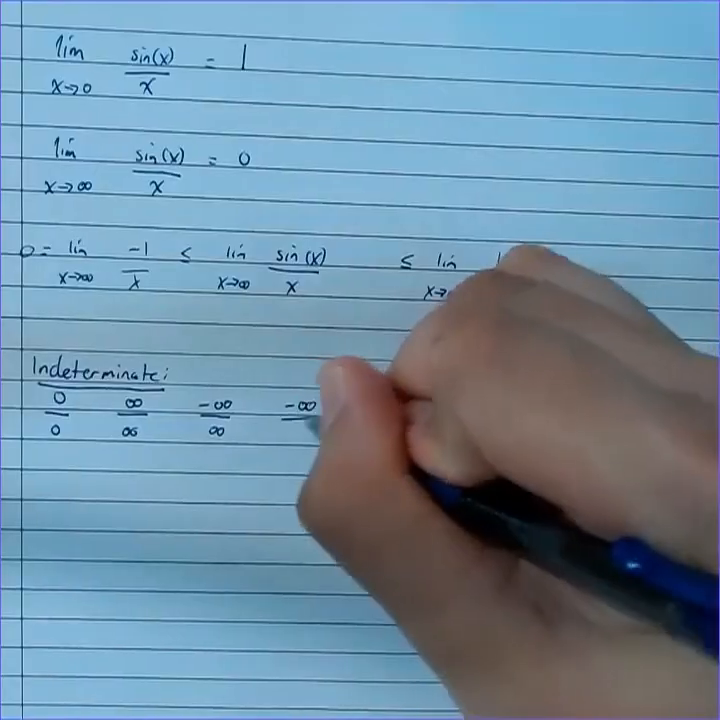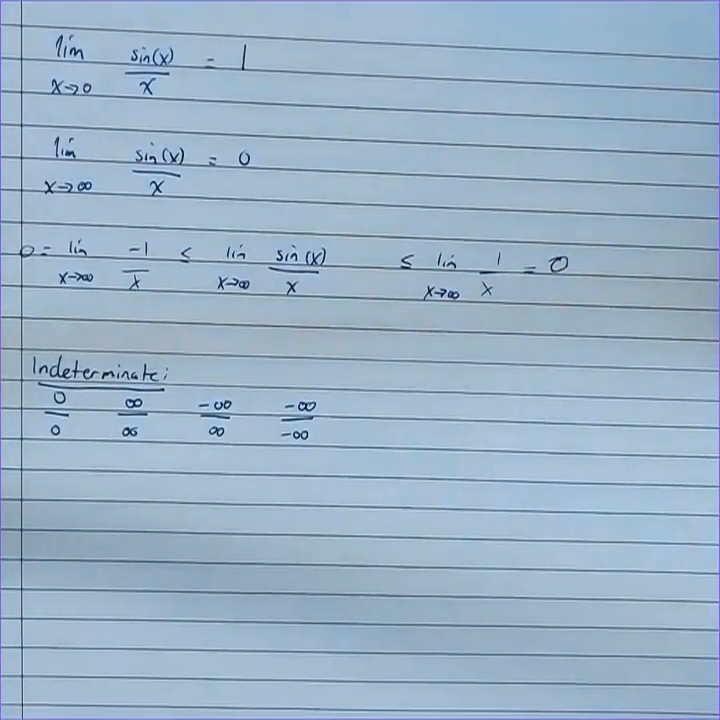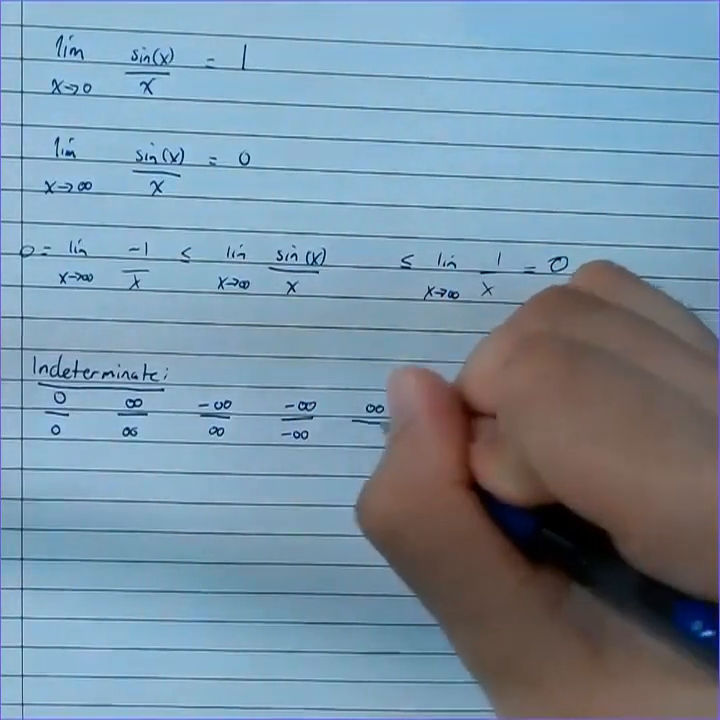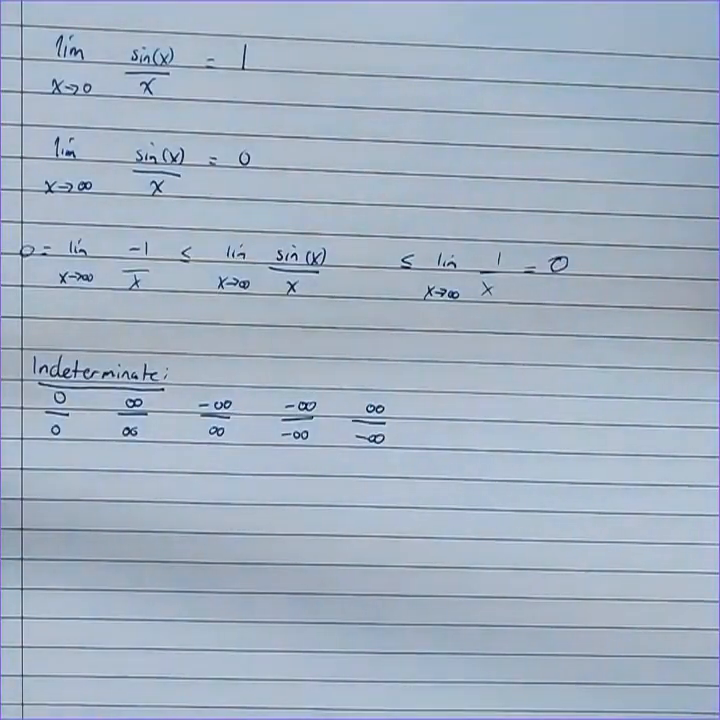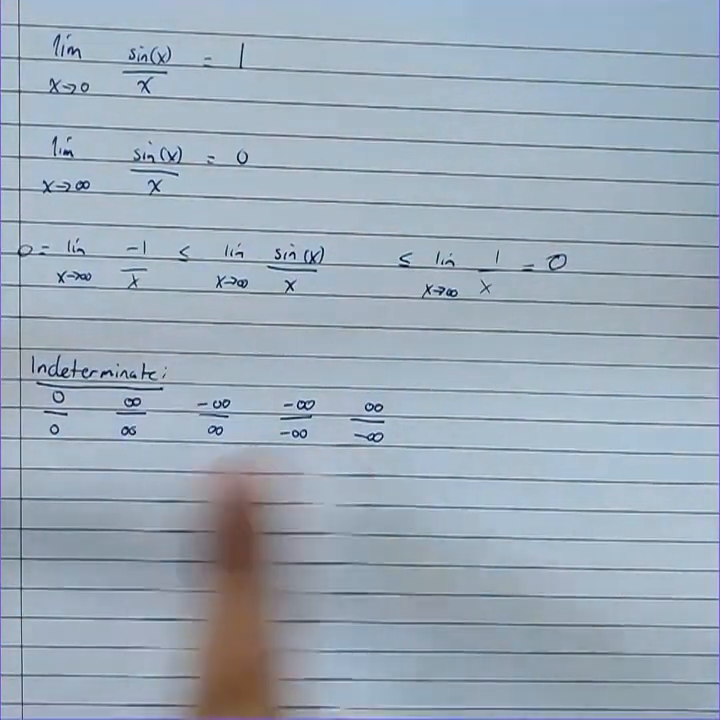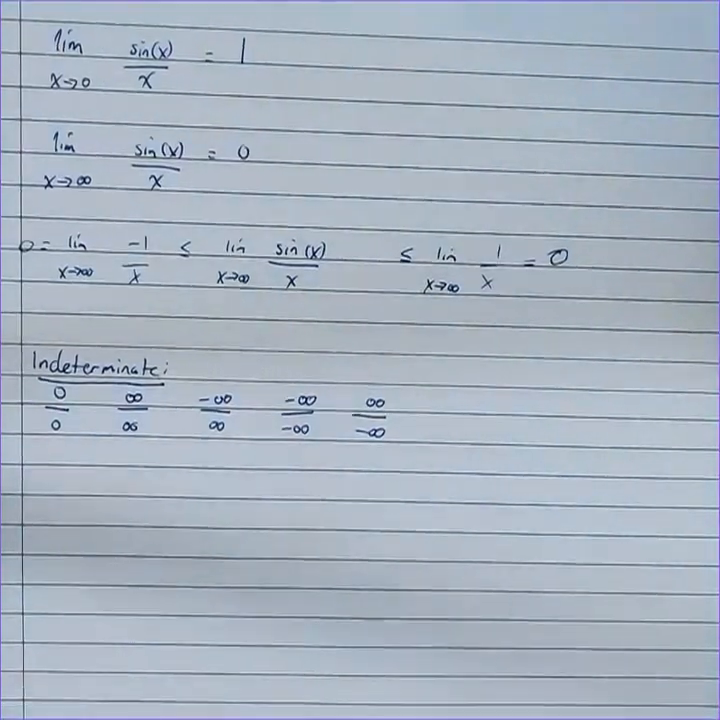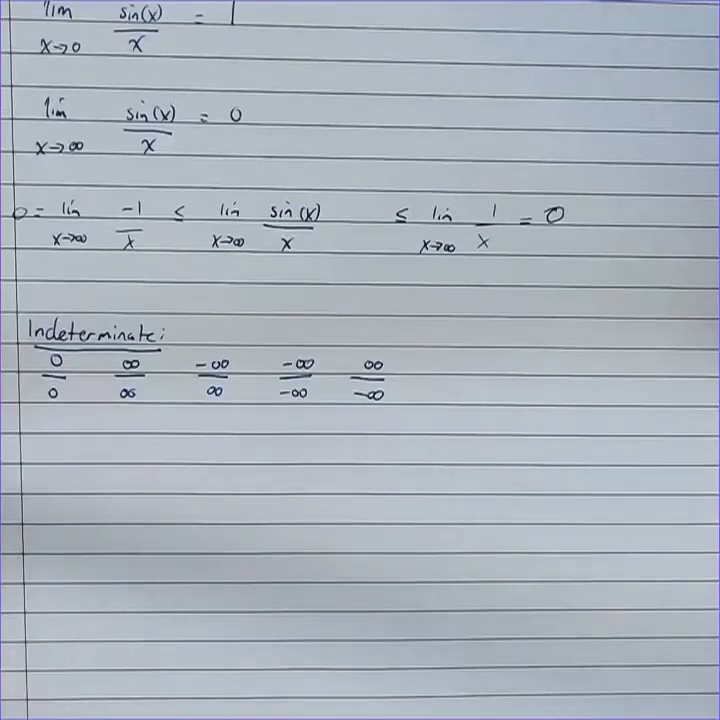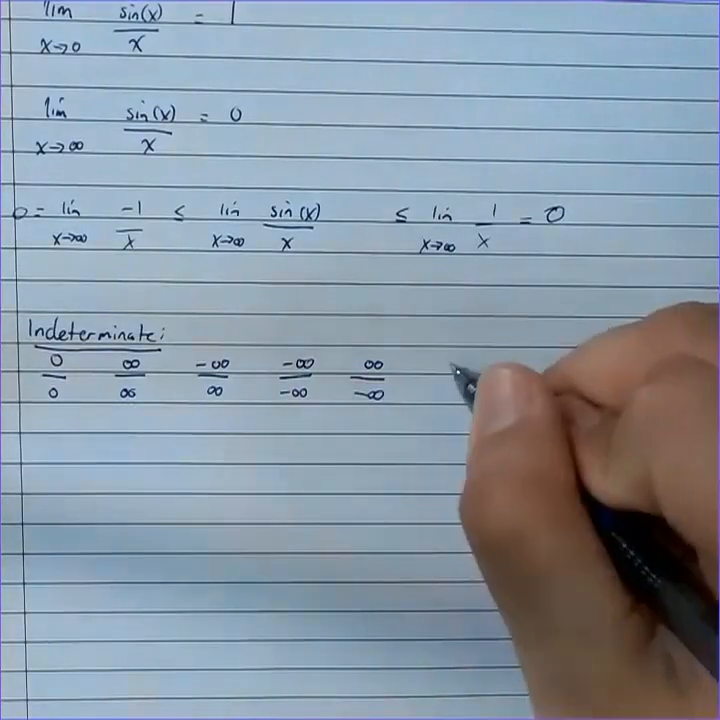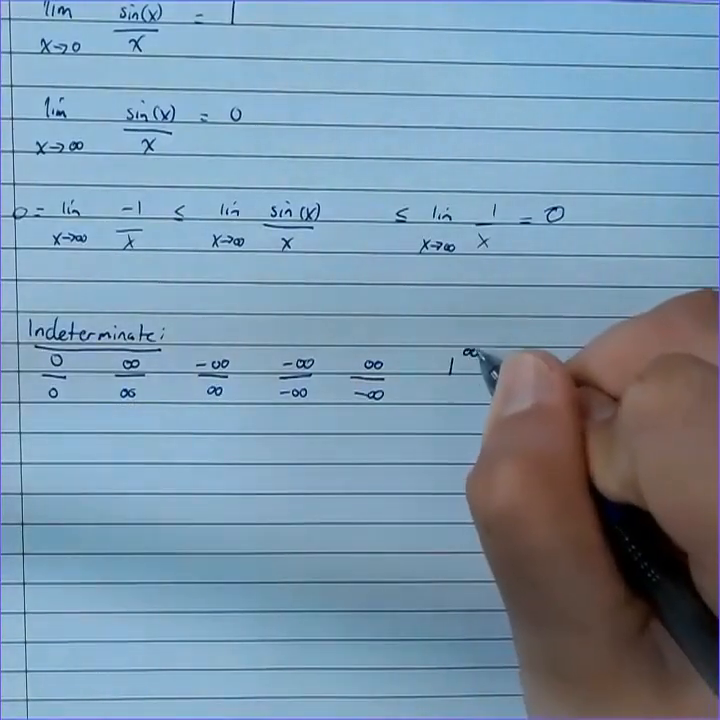Negative infinity over negative infinity is also indeterminate. And infinity over negative infinity is also indeterminate. And you say, okay, yeah, but that's just changing the positive and the negative. Well, that's true, but we are going to have a few other indeterminate forms that don't look anything like these. For example, 1 to the infinity.